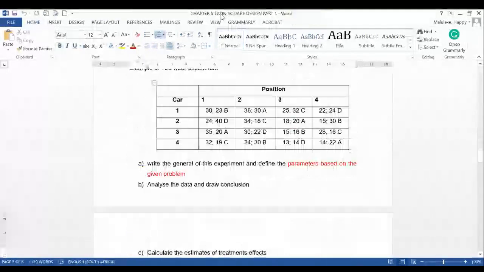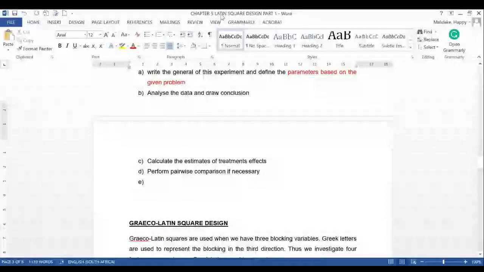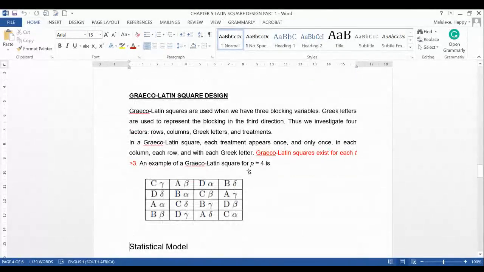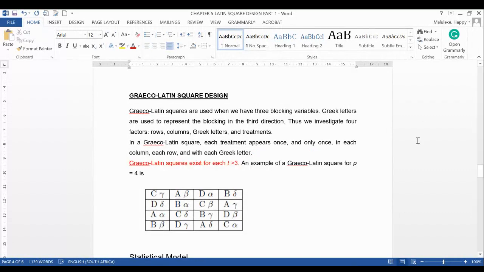So let's go to the Graeco-Latin square. I think it's the next section. It's supposed to be T, sorry. So we're saying Graeco-Latin square designs are used when we have three blocking factors, three blocking variables. I explained that one, isn't it?